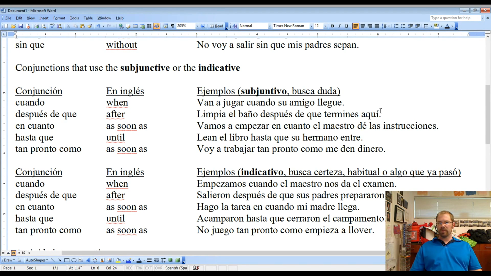Then the next one, vamos a empezar en cuanto el maestro dé las instrucciones. We're going to start as soon as the teacher gives the instructions. Maybe he won't give them. Maybe he'll forget. Maybe we'll run out of time. I don't know. There's doubt.